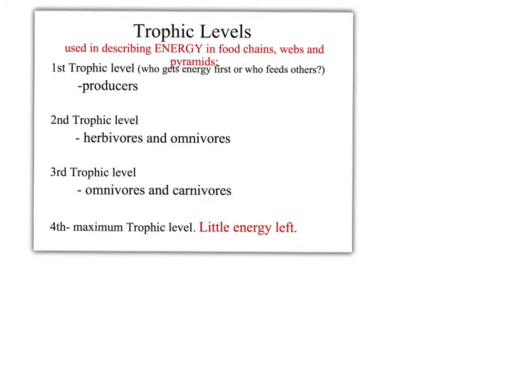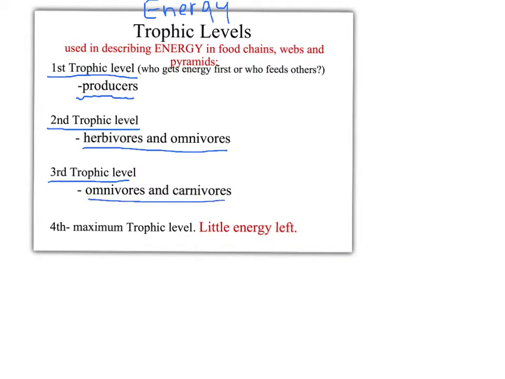Now we're going to look at something called a trophic level. Trophic means energy. We talked about that before when we discussed autotrophic and heterotrophic. We're going to look at energy and what we call these levels. Our first trophic level is the producers, because they actually produce the energy that's required for all other living things. Second trophic level, we have herbivores and omnivores. Third trophic level, we have omnivores and carnivores. And our fourth trophic level, which is the maximum trophic level, because there's little energy left, and we're going to talk about why there's little energy left in just a minute.